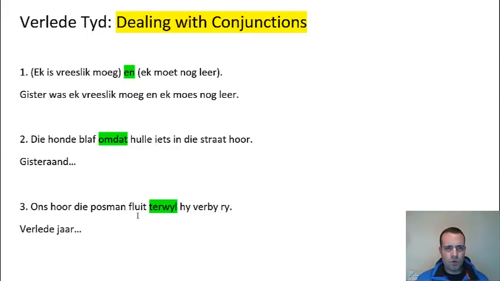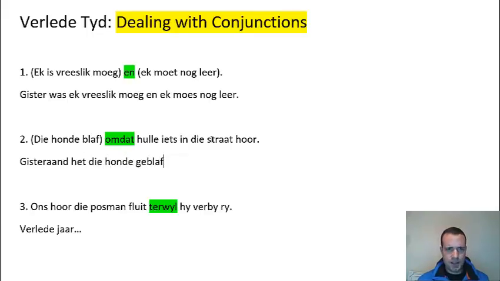Okay, second example. Die honde blaf omdat hulle iets in die straat hoor. The dogs are barking because they hear something in the street. Gisteraand, last night. Now that tells you you are dealing with past tense. Do the first part first. Spot the conjunction, omdat, and then split your sentence in two. Die honde blaf. Gisteraand het die honde geblaf. Just a basic het and ge sentence. Put your conjunction in. Don't forget about it though. Now, hulle iets in die straat hoor.